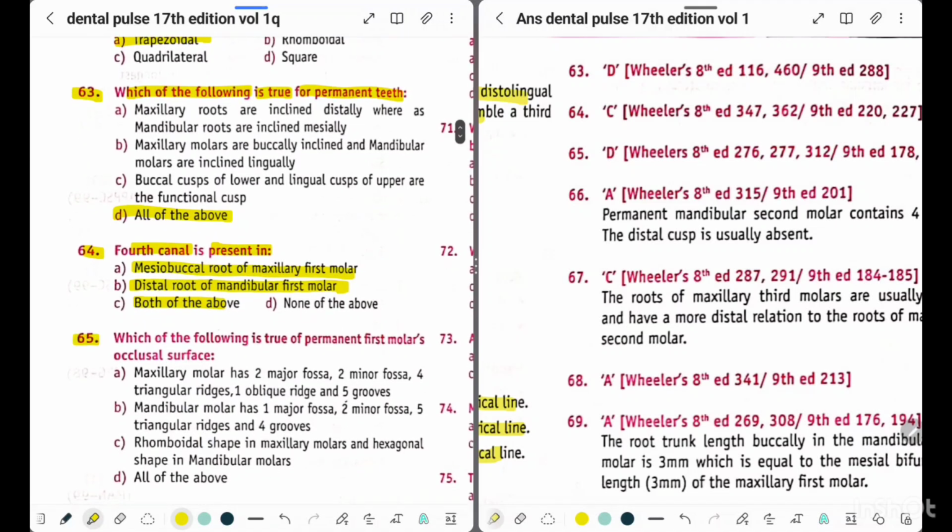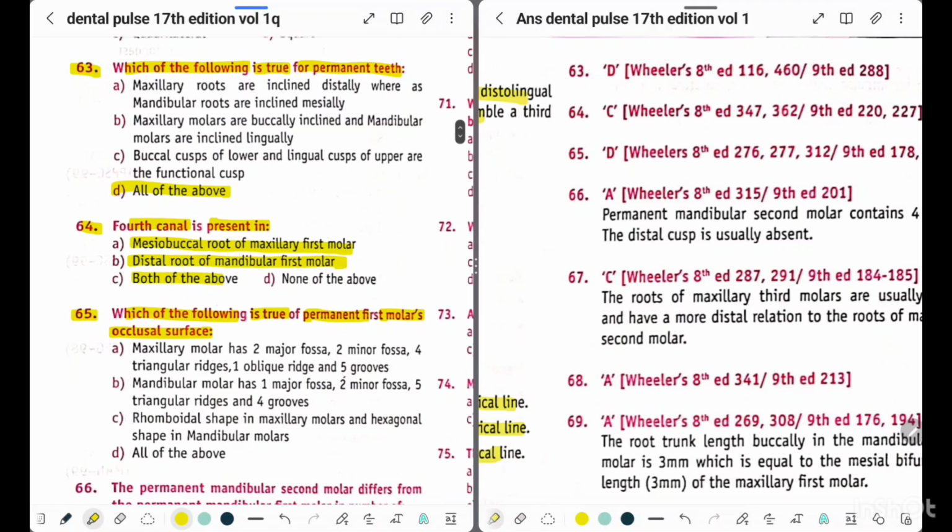Now question 65. Which of the following is true of permanent first molar's occlusal surface? Option A. Maxillary molar has 2 major fossa, 2 minor fossa, 4 triangular ridge, 1 oblique ridge and 5 grooves. Option B. Mandibular molar has 1 major fossa, 2 minor fossa, 5 triangular ridge and 4 grooves. Option C. Rhomboidal shape in maxillary molars and hexagonal shape in mandibular molars. Option D. All of the above. So its answer is all of the above. Option D is the correct answer.